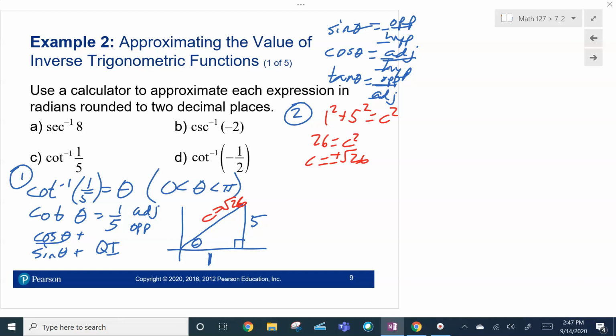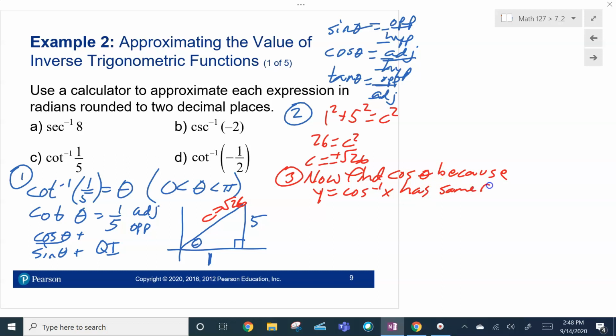Okay, so here's where you got to think. So we're going to find the cosine of theta, and this is the whole reason I drew this. So now we're going to find the cosine of theta, and that's because the arc cosine has the same range as the arc cotangent, the inverse of the cotangent, except of course where it's undefined. So I then say, all right, the reason I drew this so I could use the cosine and make this solvable. So the cosine of theta.